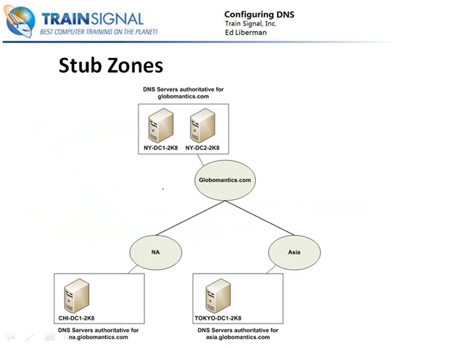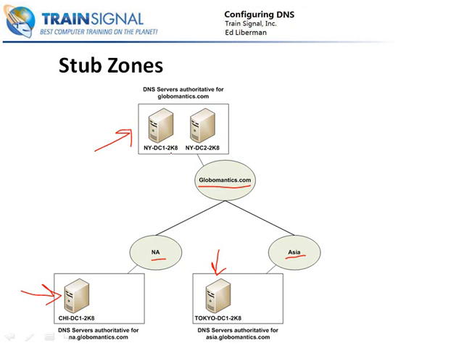Let's see if I can help demonstrate this for you with a little drawing. Right now, here we have our globalmantics.com domain, and you'll see that we have a couple of DNS servers here, New York DC1, New York DC2, and they are authoritative for the globalmantics.com domain. Down here we have North America, and we just have Chicago DC1 2K8 authoritative for that domain, and we have Asia, in which we have Tokyo.dc1, which is authoritative. Now this has been all set up manually.